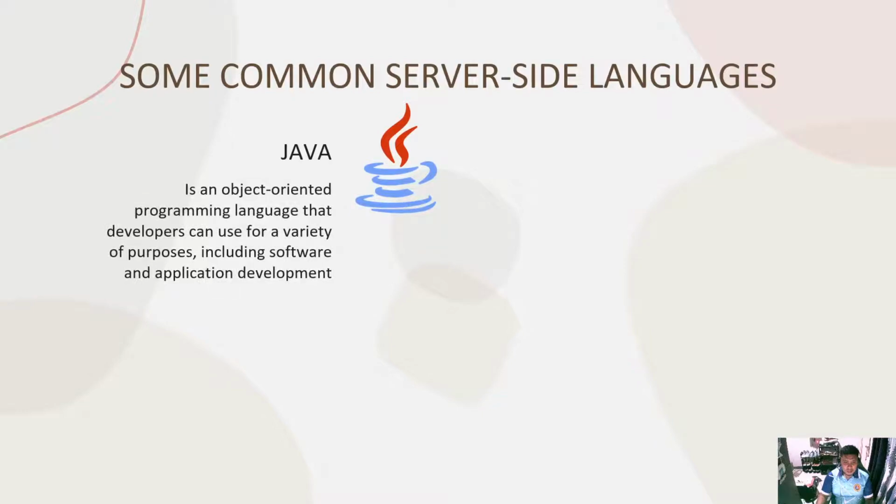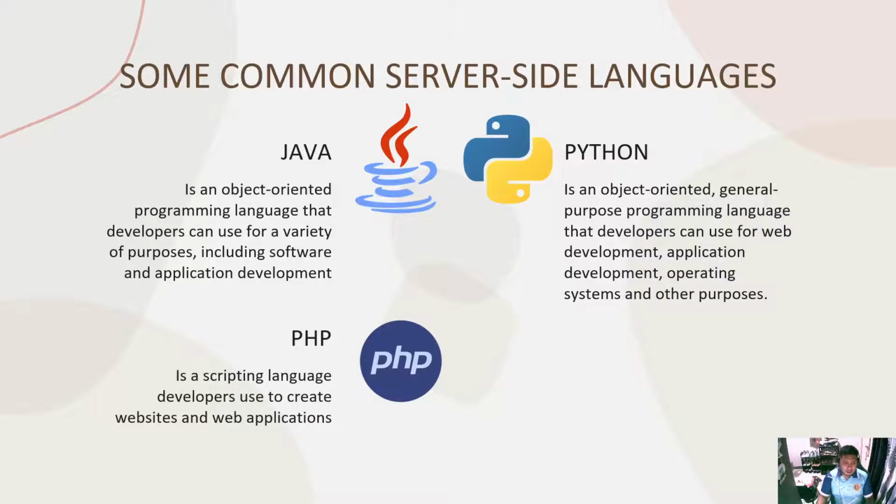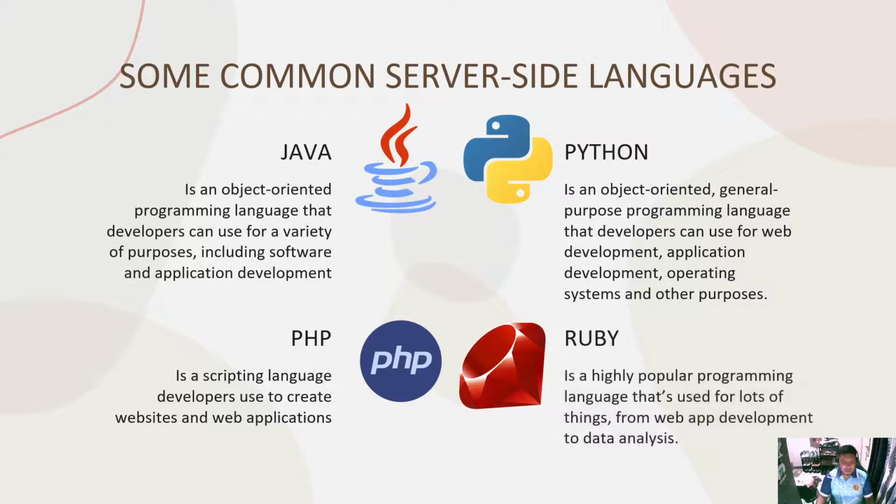Some common server-side languages: we have Java, an object-oriented programming language that developers can use for a variety of purposes, including software and application development. Python is an object-oriented general-purpose programming language that developers can use for web development, application development, operating systems, and other purposes. PHP is a scripting language developers use to create websites and web applications. Ruby is a highly popular programming language that is used for lots of things from web app development to data analysis. So these are some common server-side languages.